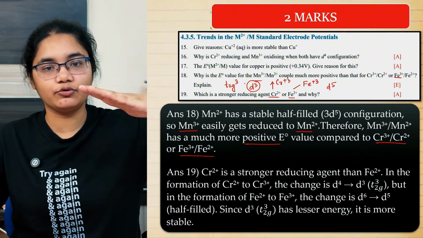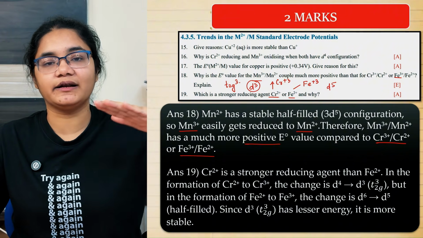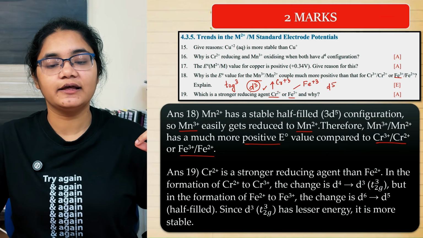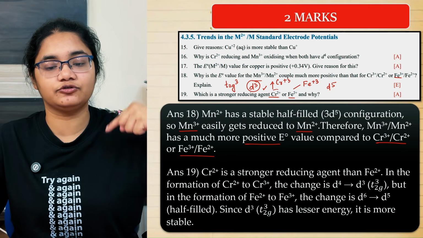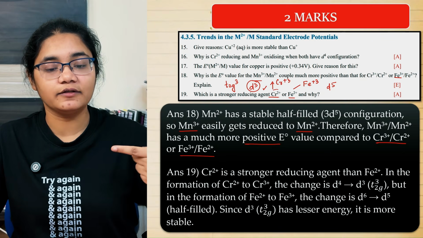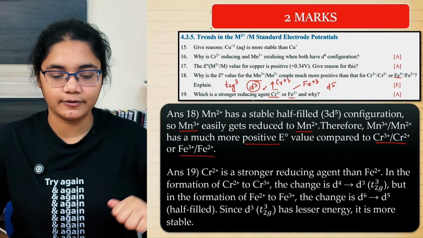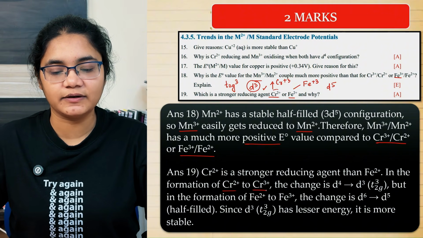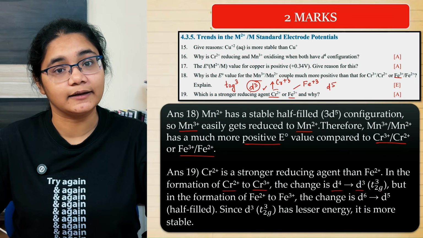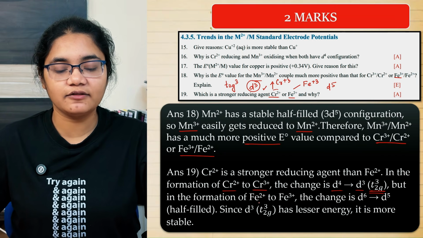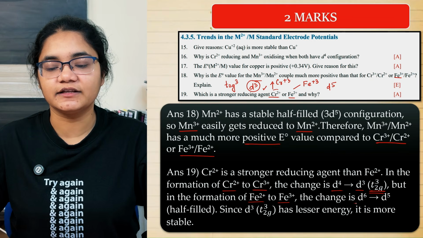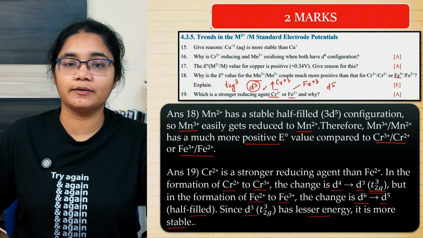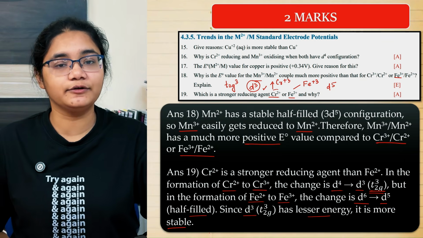And I have told you that the t2g level always comes below the degenerate d orbitals. We have studied this in coordination chemistry. So that is why this is more stable, and that is why the conversion from Cr+2 to Cr+3 will happen more easily. Cr2+ is a stronger reducing agent than Fe2+. In the formation of Cr3+ from Cr2+, the change is from D4 to D3, which is t2g3 configuration. But in the formation of Fe+3 from Fe+2, the change is D6 to D5, which is exactly half filled. Since D3 has lesser energy, it is more stable, and that is why Cr2+ is a stronger reducing agent.